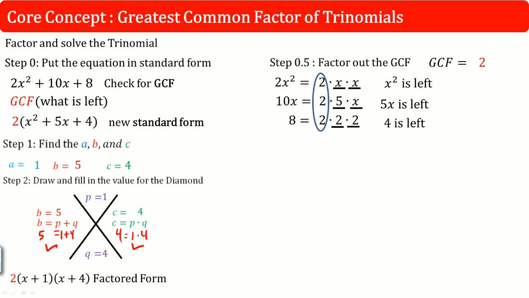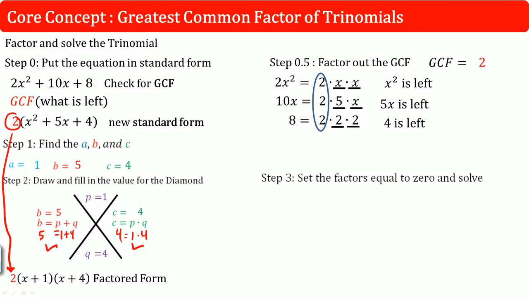So in factored form, we can write x plus 1 and x plus 4. But notice that the GCF here gets carried over. Right? So that's the only difference in terms of the factored form. But the solutions are basically the same.